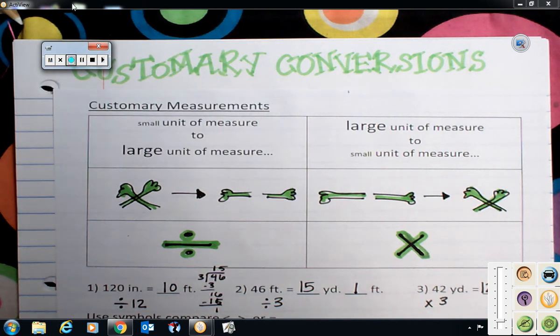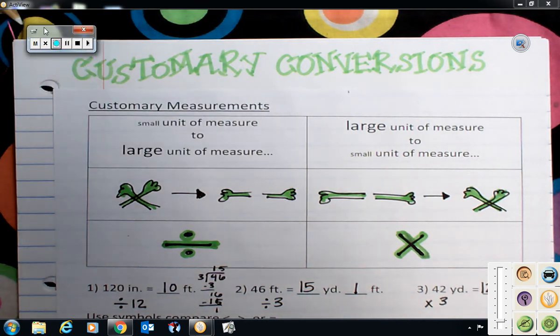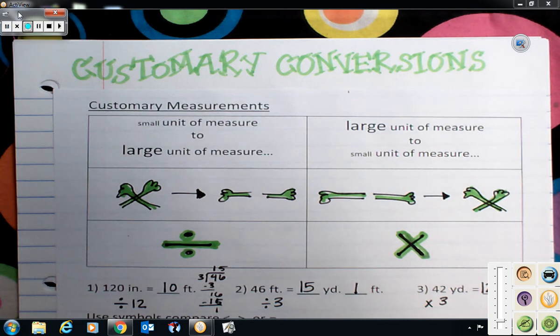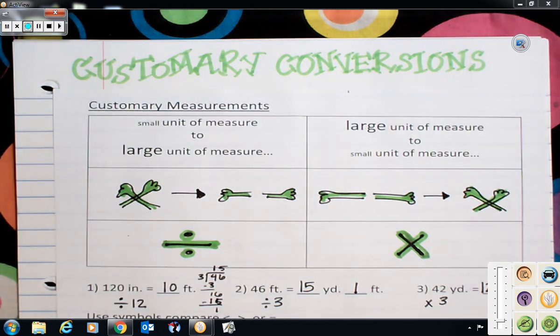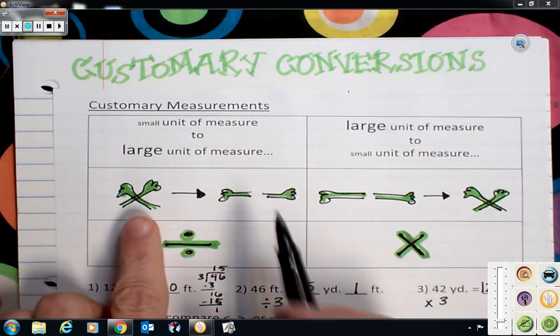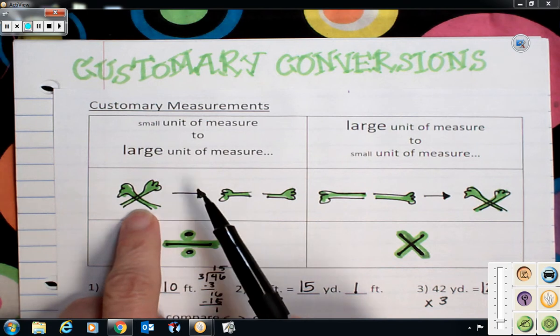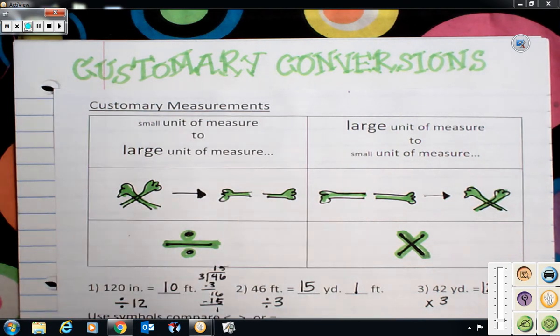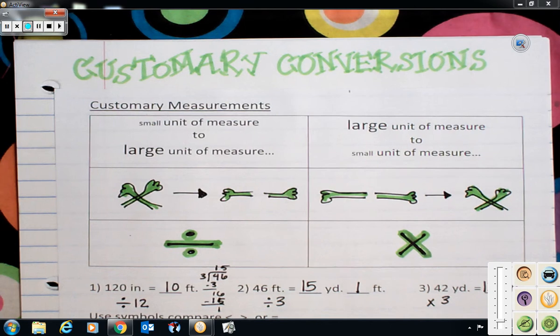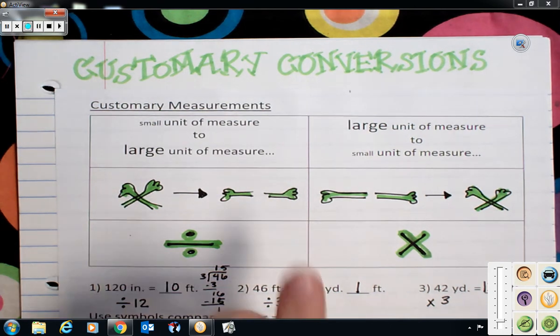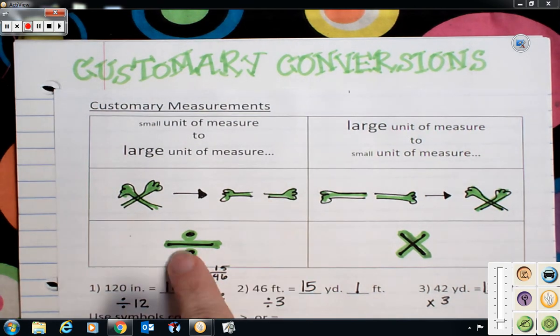Okay, today we're talking about customary conversions, and we're specifically working with length today. So we reviewed changing units of measure by going from a small unit of measure to a large unit of measure, and we used our arm trick. If we cross our arms and make ourselves tiny, we're going from a small unit of measure to extending our arms, a large unit of measure, and this reminds us of a division sign. So we're going to divide.